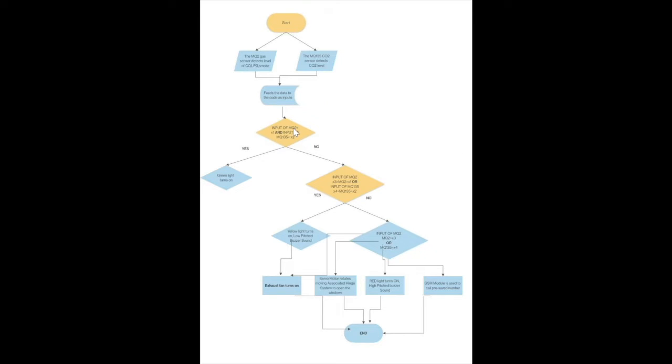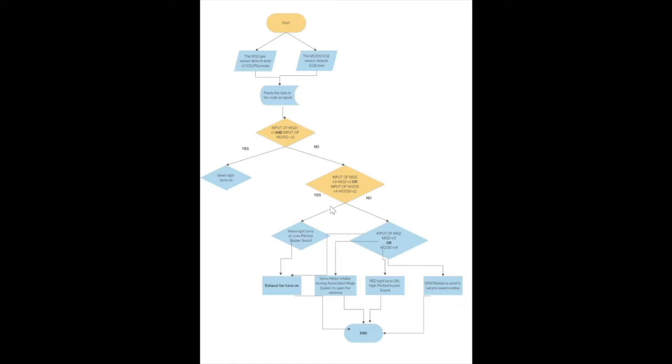If the value of MQ2 is less than x1 and MQ135 is less than x2, and this condition is true, then it's the ambient condition right now, and the green light turns on and no other action is taken. But if this condition is not true, then it tests the values against two other limits. If it lies within this range, between the ambient air level and the hazardous level, then it has just crossed the threshold of ambient air condition, and in that case the yellow light turns on, a low-pitched buzzer is sounded and an exhaust fan is turned on to return the condition to normalcy.